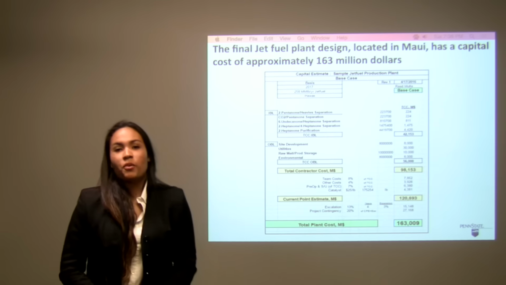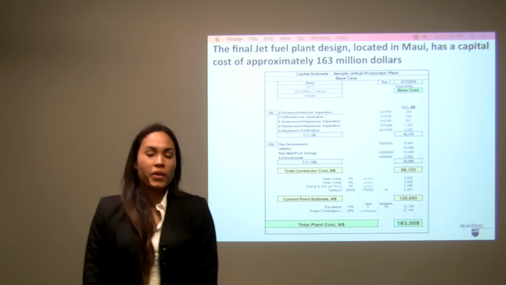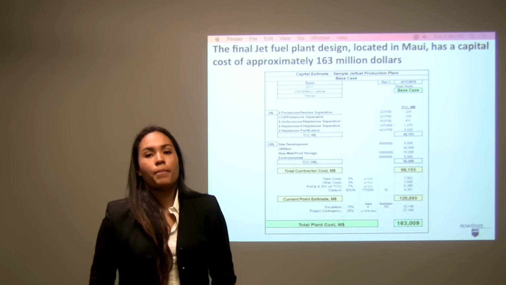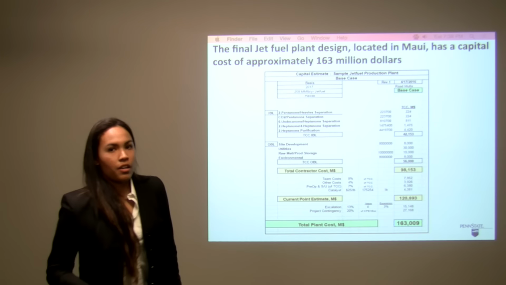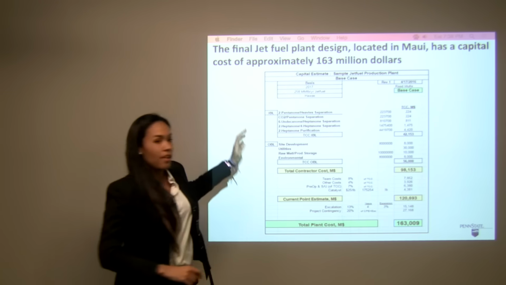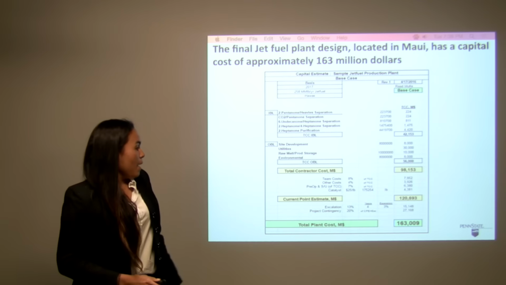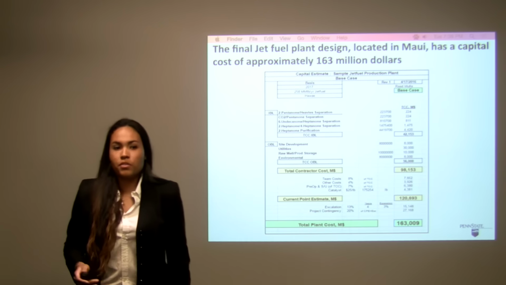Thank you, Raad. So our plant is expected to be located in Maui, Hawaii. It ended up having a capital cost of $163 million. 2 main portions contribute to this cost, which are the ISBL and the OSBL as seen in the chart. I will explain the main contributors of the ISBL.